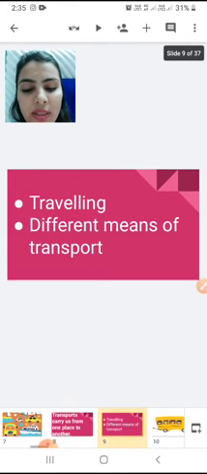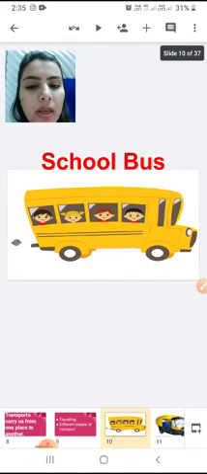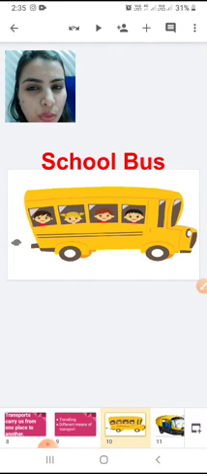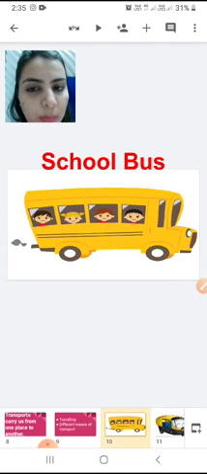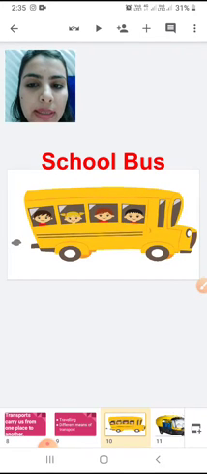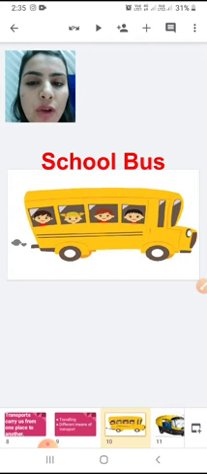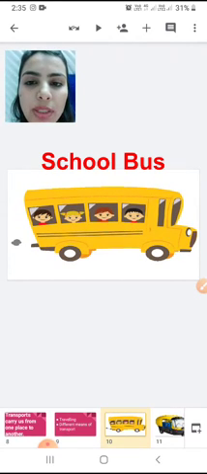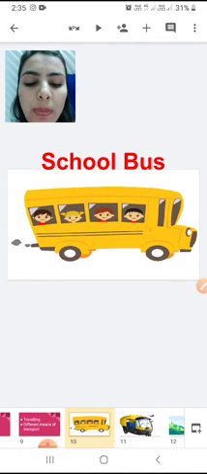Basically, in this chapter we are going to study traveling and different means of transport. First, traveling. Whenever we want to go to school, we go by school bus. So it is a means of traveling. Here the transport is our school bus, and it is the means of traveling to school.